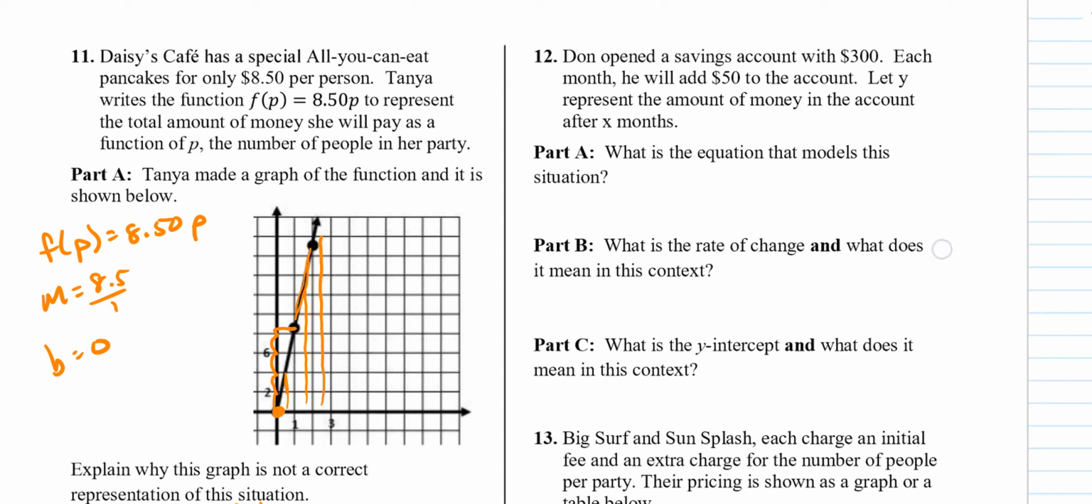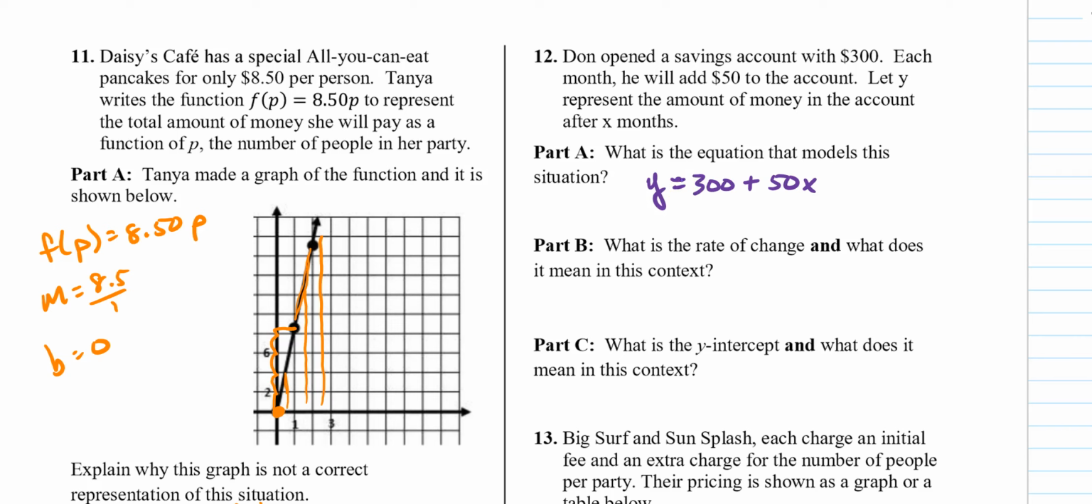Number 12, Don opened a savings with $300. Each month he will add $50 to the account. Y is the amount of money in the account after X months. What is the equation that models this? So if Y is the amount of money in his account, he started with $300 and he adds $50 every month. So Y equals 300 plus 50x.